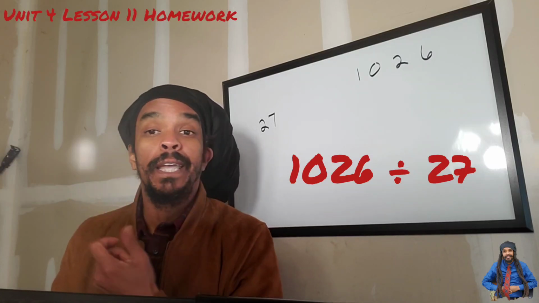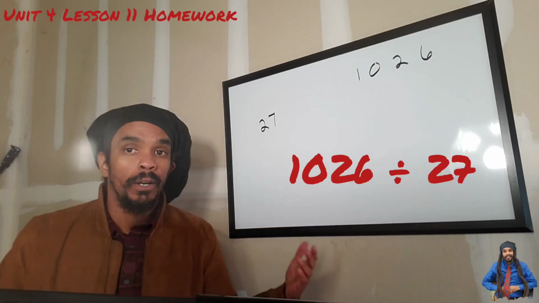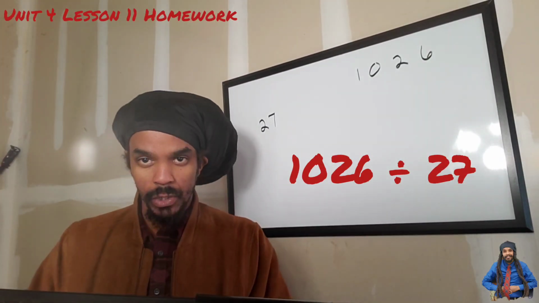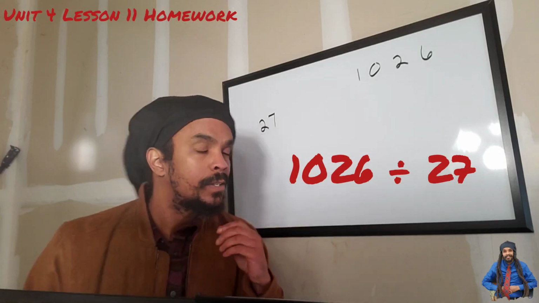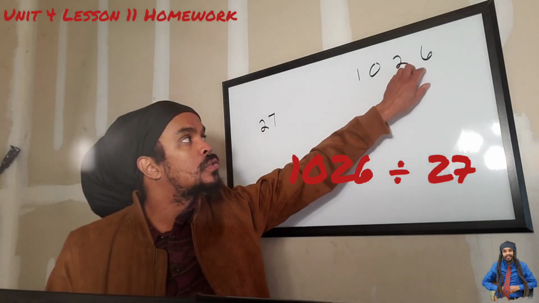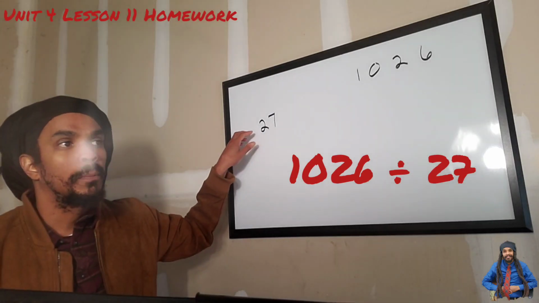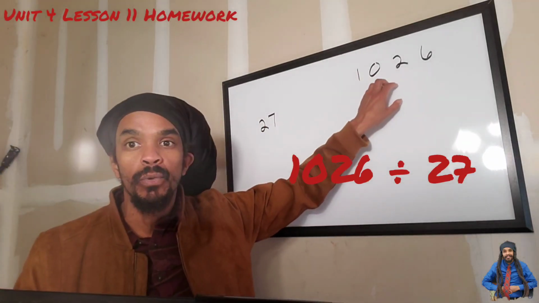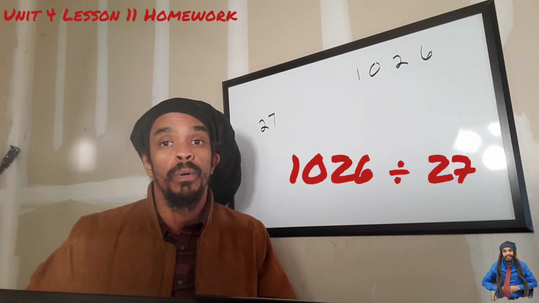Yesterday we used more of an area model setup. Today we're going to use more of the way that Claire used her partial quotients in class today. So let's get right into it. All right, so we got this number, 1026. We're trying to figure out how many times we can multiply 27. How many 27s can we fit into this number without going over? That's basically what we're doing.